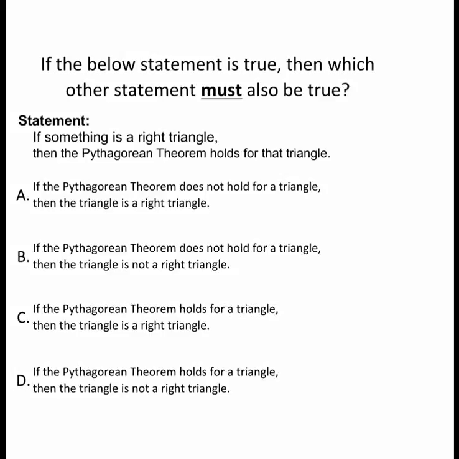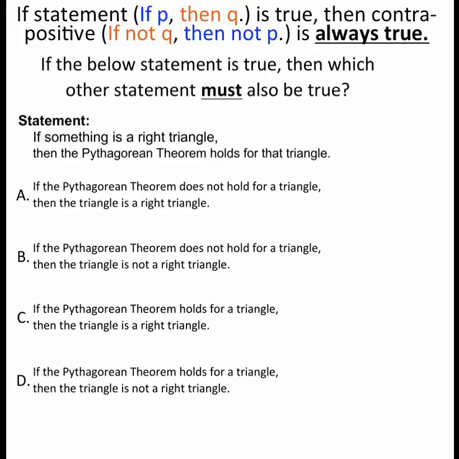This question is asking, if the below statement is true, then which other statement must also be true? Well, what we know about conditional statements is that if I have a conditional statement, if P then Q, then its contrapositive is if I take the two pieces, flip them, and put nots in front of them: if not Q, then not P.